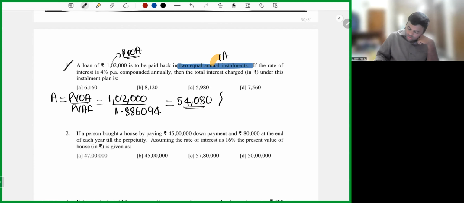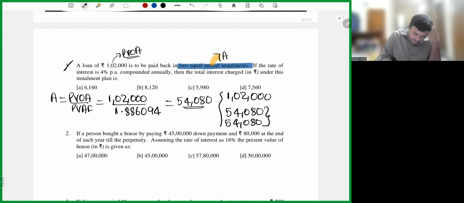My dear friends, try to understand. You have taken 1,02,000 rupees loan. You are paying 2 installments of 54,080. So total how much are you paying? 54,080 plus 54,080, you are paying 1,08,160.